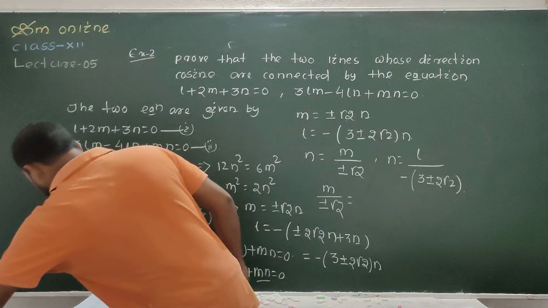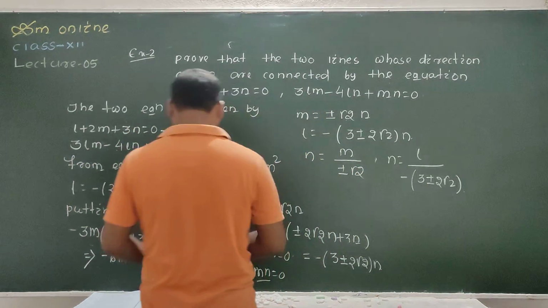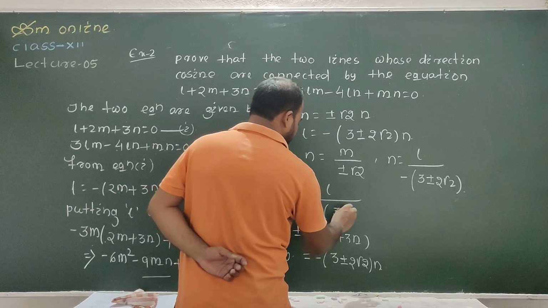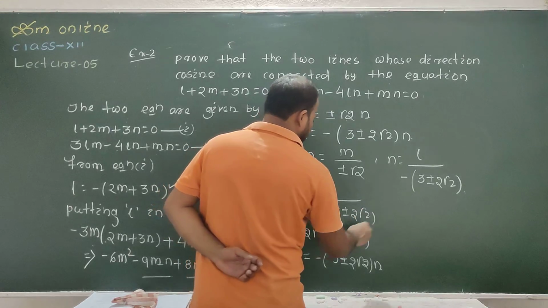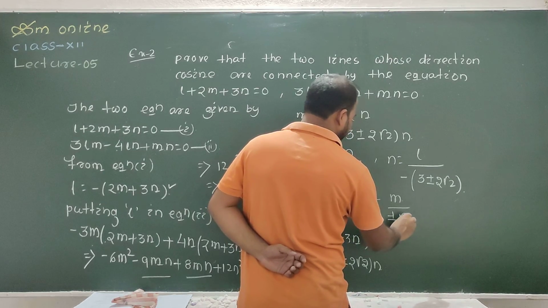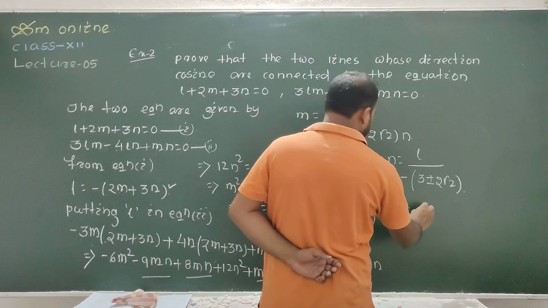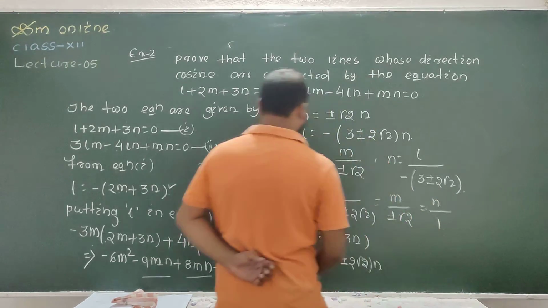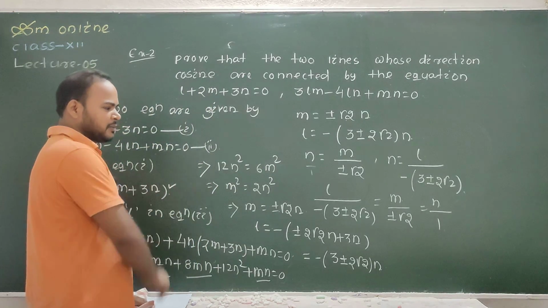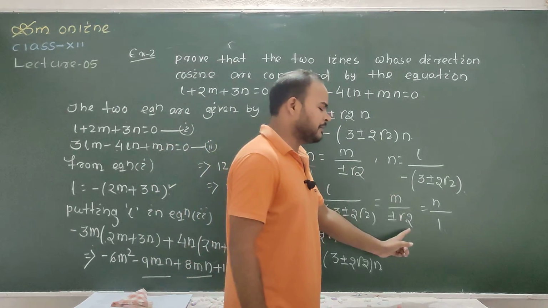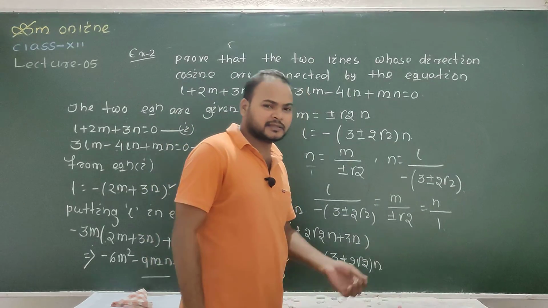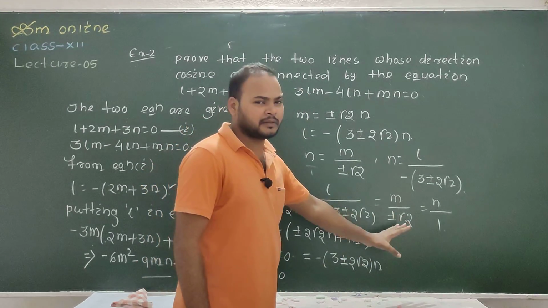Okay, so combining the two equations, we get here this is first l upon minus of 3 plus minus 2 root 2, and this is m upon plus minus root 2. Okay, and this is n upon 1. I write here in denominator, this is 1. So it is in the form of what? l by A equal to m by B equal to n by C. This is the proportionality, l by A equal to m by B equal to n by C.